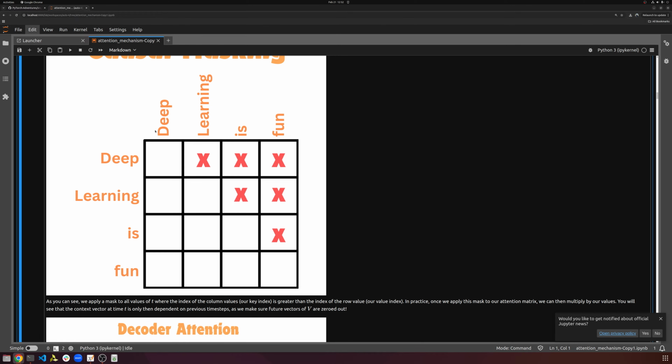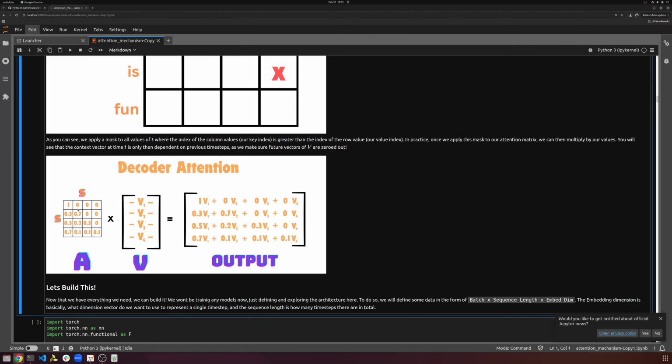So we see that deep can only look at deep because it's the first word. Learning can look at the previous word deep and the current word learning. Is can look at deep, learning, and is. And fun can look at all the words because fun is at the end. So the only time we get to learn the entire sequence is when we get to the end of the sequence, right? The relation between all the words.